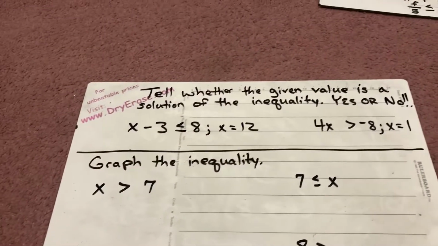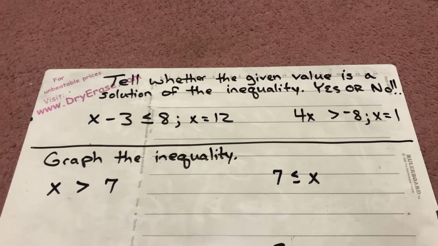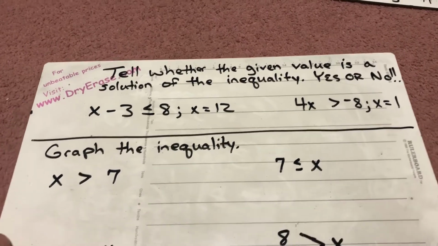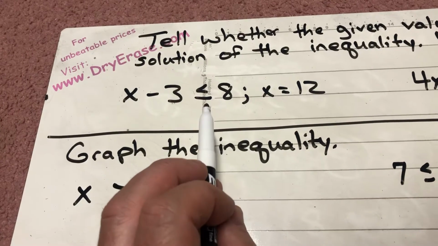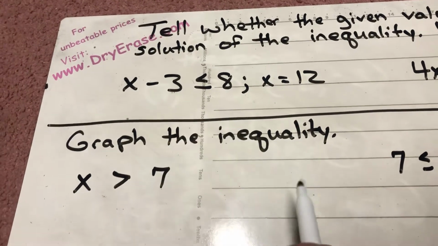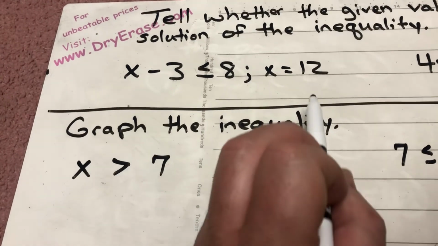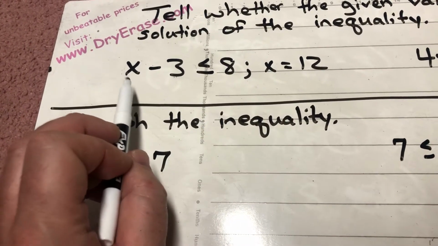All right, now, the second part of what you're going to be doing says tell whether the given value is a solution of the inequality, and you're simply going to write yes or no. So, well, this first one, we have x minus 3 is less than or equal to 8. And then it tells us x equals 12. So what I'm going to do is I'm going to take 12, which is what it tells me x equals, and I'm going to plug it over there.